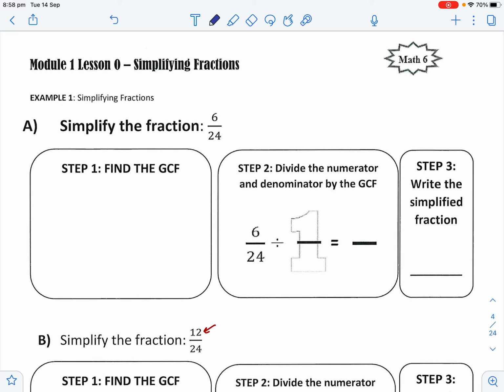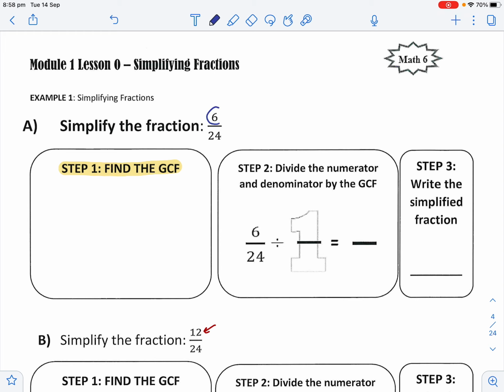Hey everyone, today we are going to be simplifying fractions using the greatest common factor. So you can see here in step 1, it says to find the greatest common factor, and that's what we've been working on for the last couple of days. Except this time, instead of being presented to you as two separate numbers, it's going to be presented as a fraction. We're still going to do the same process.